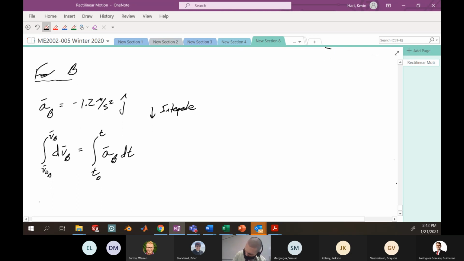All right, so here we have the velocity of B minus the initial velocity of B equal to the integral of our acceleration of B integrated over time. So here this will just be negative 1.2t meters per second in j hat, where t is in seconds.